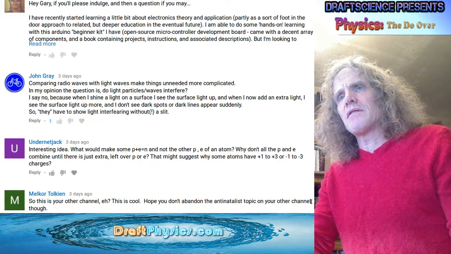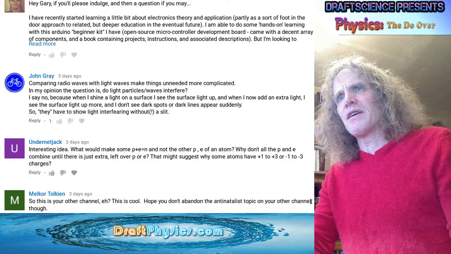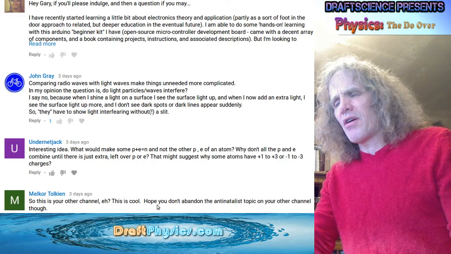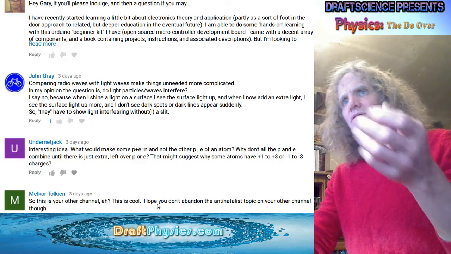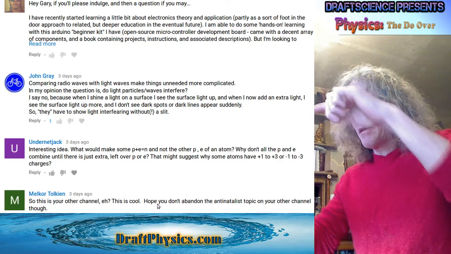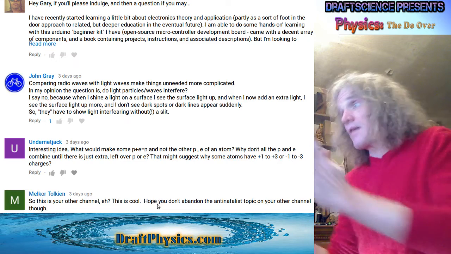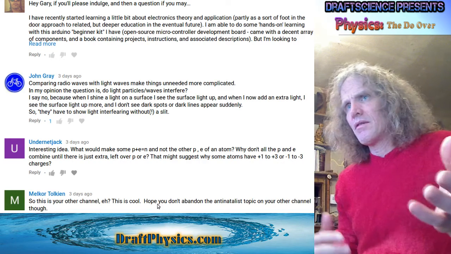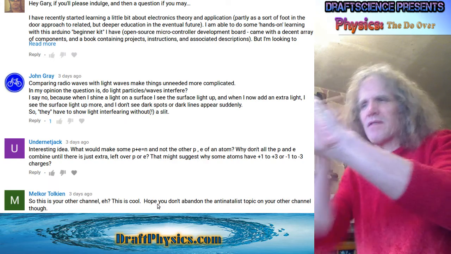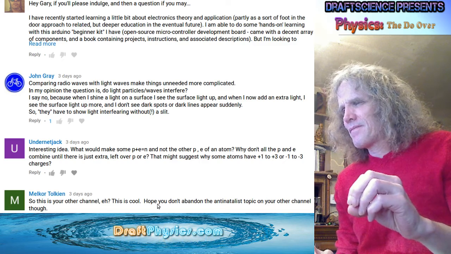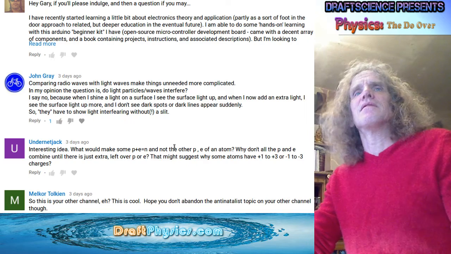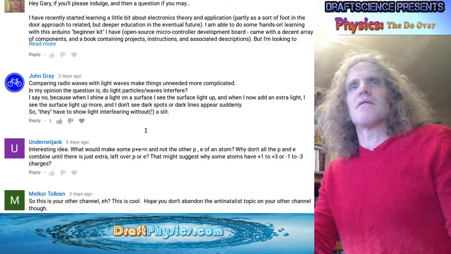Combined, there's just extra leftover P or E. That might suggest why some atoms have +1 or +3 or -1 or -3 charges. The fact that they have a charge doesn't have anything to do with how they were made. It just has to do with their structure, the fact that they have a certain number of electrons. More electrons are blocking the face of the protons in the nucleus from the external world. You can't see the nucleus if there's more electrons around it, right? The less electrons, the more you see the nucleus. It's that obvious. It's that simple. So anyway, John Gray.